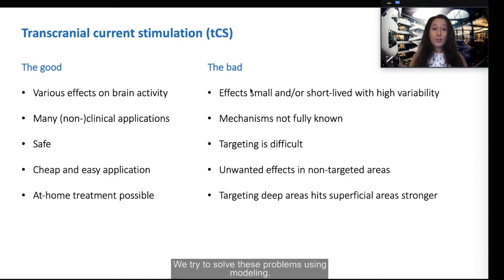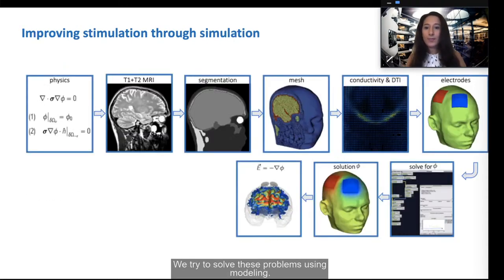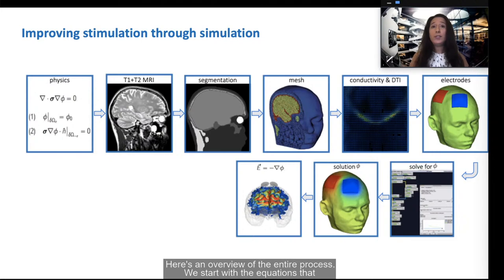We try to solve these problems using modeling. Here's an overview of the entire process. We start with the equations that describe the physics of the problem. Here, that is finding the distribution of electric potential throughout the head, resulting from current injection through the skin. To solve this requires a distribution of conductivity in space.